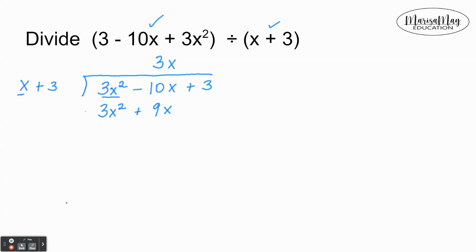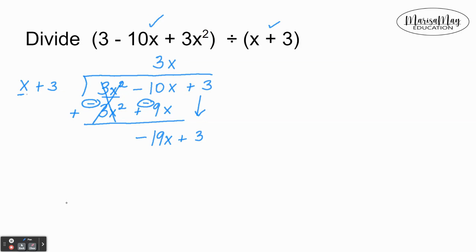Now when we've done division before, now we subtract. However, in algebra, subtracting is a little complicated. So what I like to do is change that to addition and change the signs of the terms. Addition's a little bit easier for us. Now let's add them. 3x squared plus negative 3x, those two cancel. And then I've got negative 10x minus 9x, that gives me negative 19x. And then we bring down the plus 3.